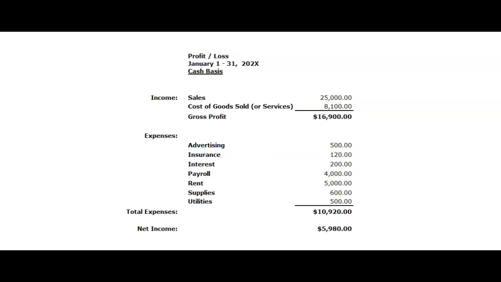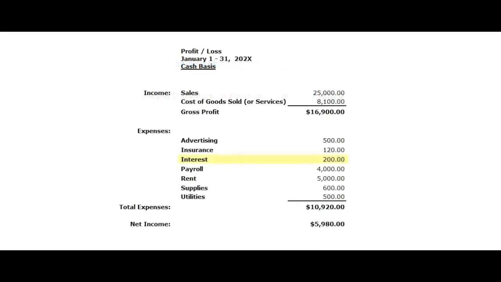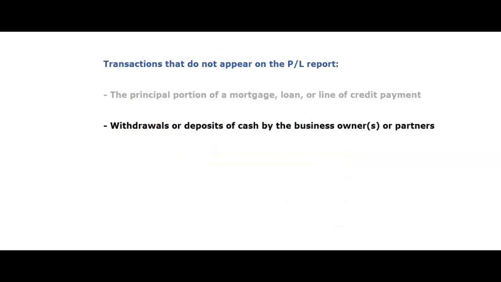Now, a person might look at this and say, okay, my net income was $5,980 as of January 31st, so therefore on that day my bank account should be richer by $5,980. Unfortunately, that's not always the case, and here I'm going to show you why. Transactions that will not appear on the profit loss report: the principal portion of a mortgage, loan, or line of credit payment. The interest portion will show on the profit loss report, but the principal portion will not. That will show up on the balance sheet.